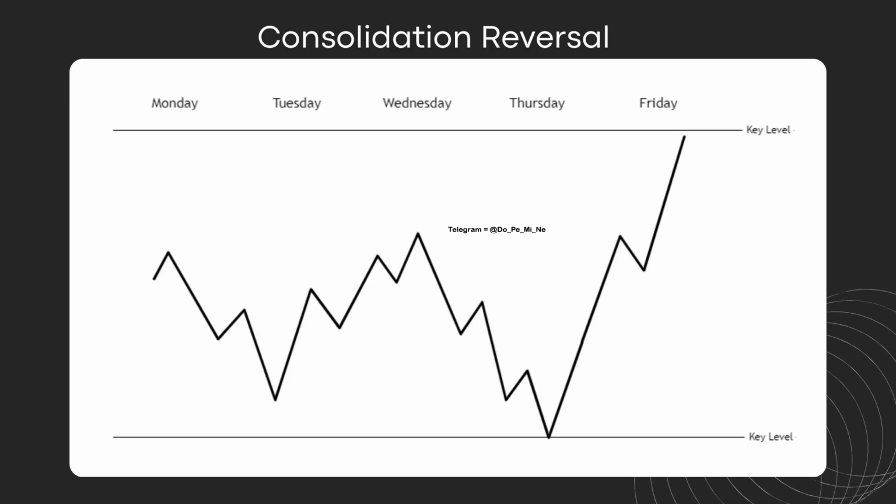On Monday, price forms an expansion. Tuesday is basically a range, and then on Wednesday, price takes out the Monday CRT high and expands lower, and then on Thursday we test a higher time frame key level and reverse from there.